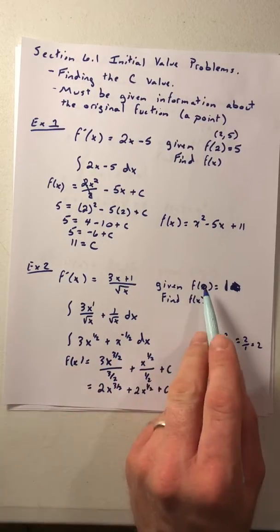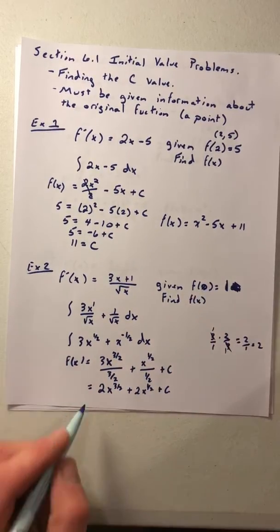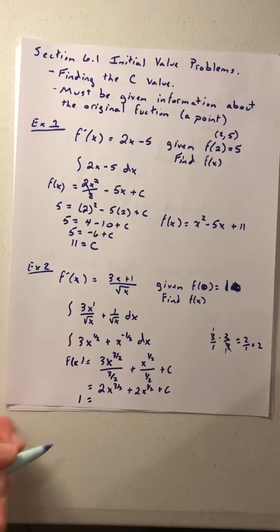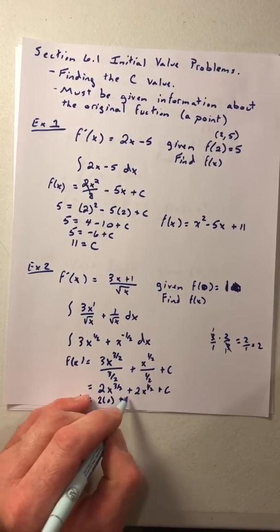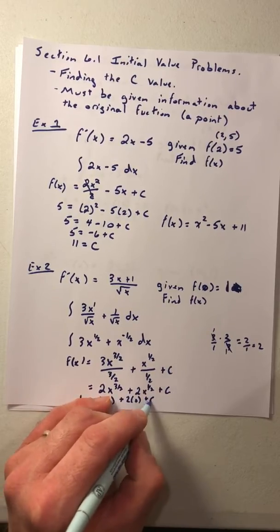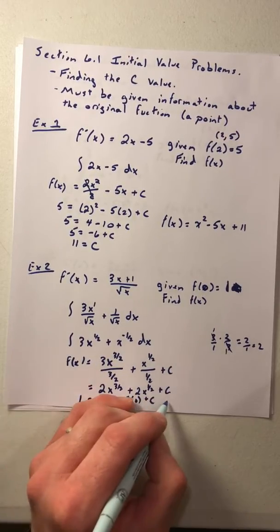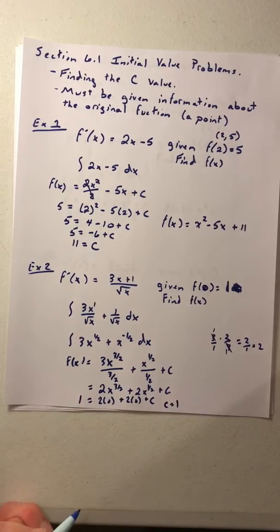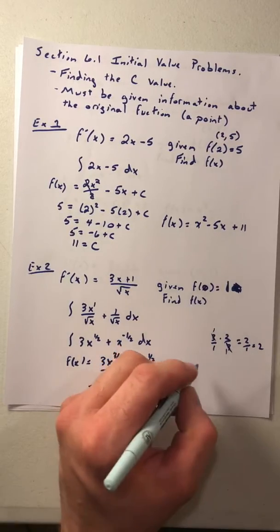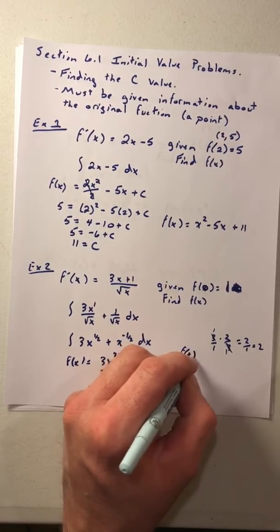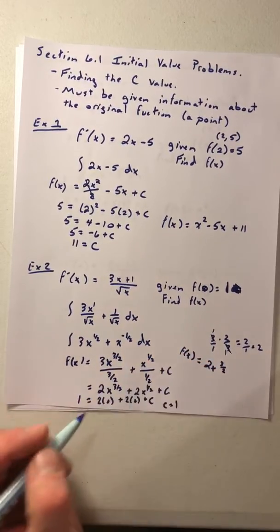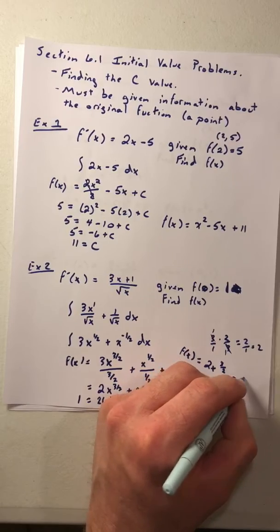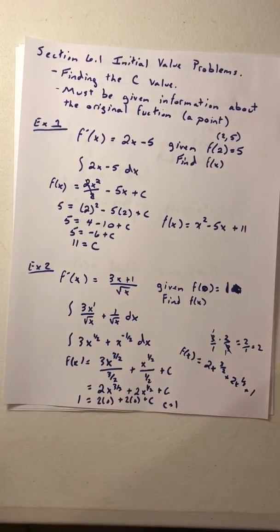Now in this problem, we're given that f of 0 equals 1. So I know that 1 is going to equal 2 times 0 plus 2 times 0 plus c. So our c value in this case is 1. So in our original function, f of x is going to equal 2x to the 3/2 plus 2x to the 1/2 plus 1.